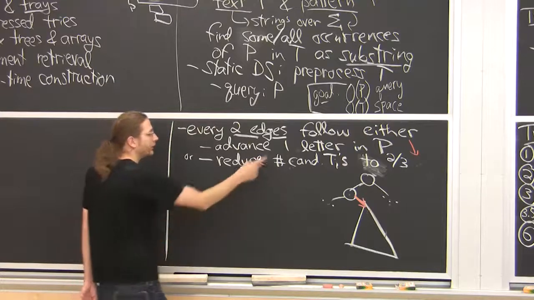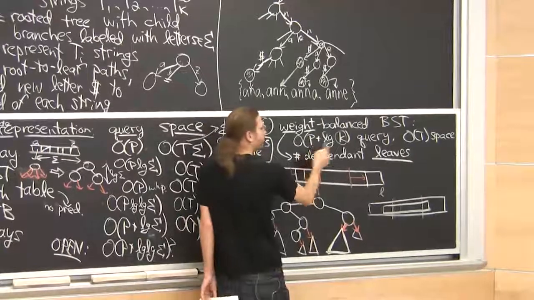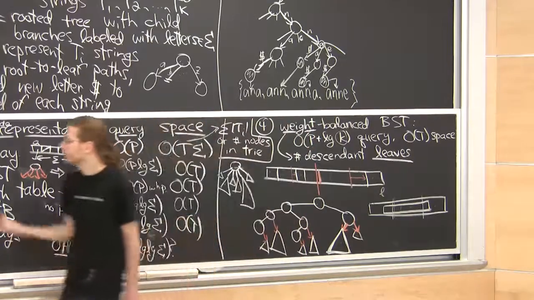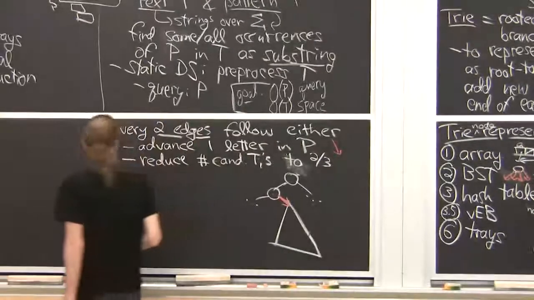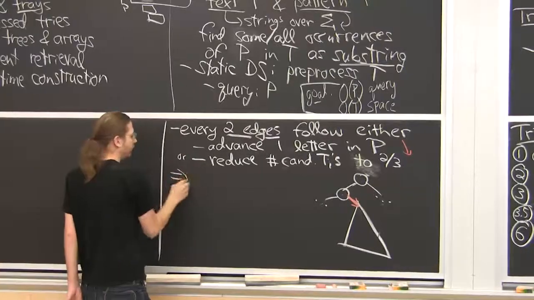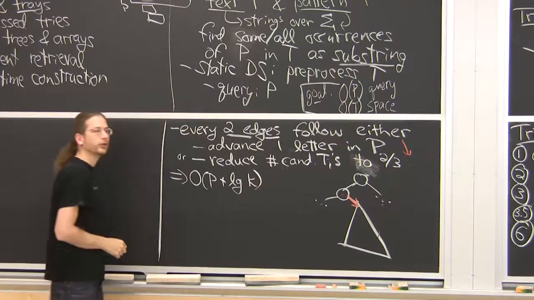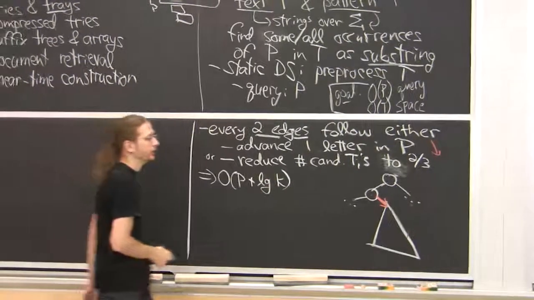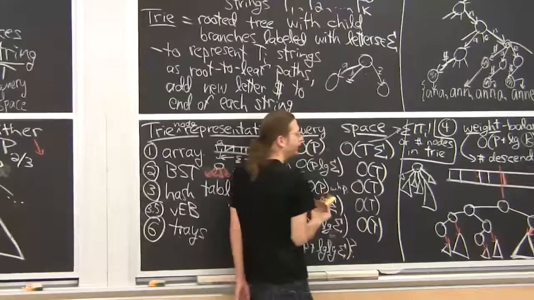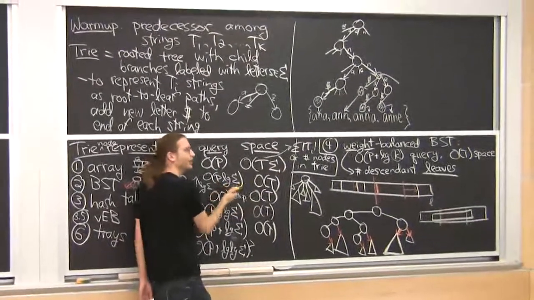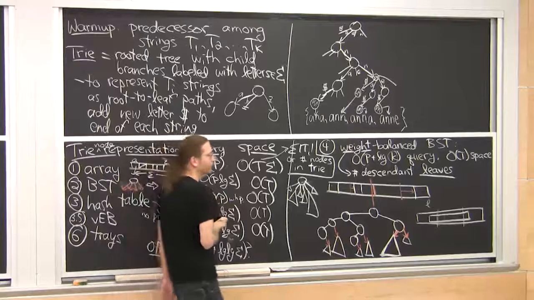So if this happens, I charge to this order P term, and if the other situation happens, I charge the log K term, because I can only reduce K by a factor of 2/3 order log K times. So this implies order P plus log K search. So a very simple idea. Just change the way we do BSTs, and we get, in some cases, a better bound, but not in all cases, because P plus log K might be bigger than P times log sigma. K and sigma are kind of incomparable, so we don't know.